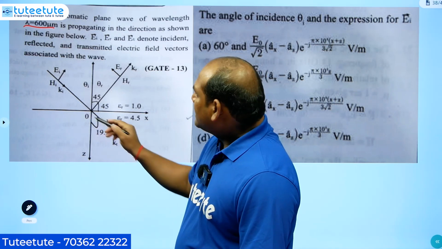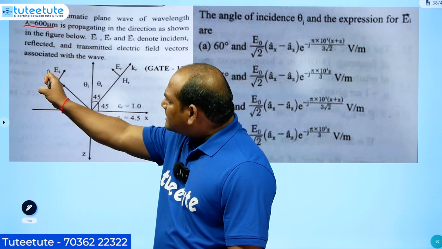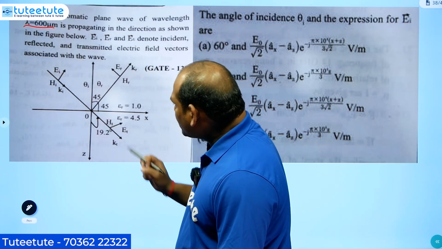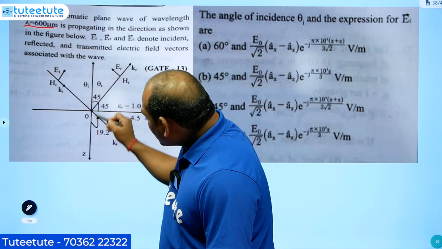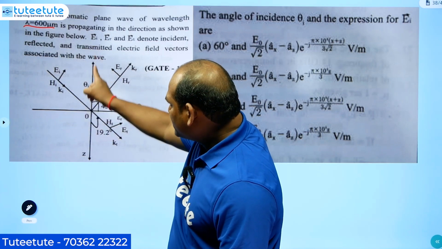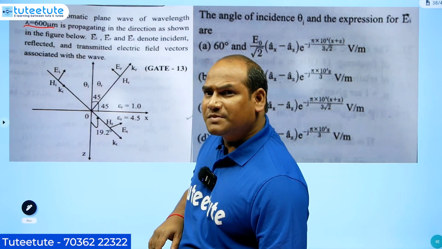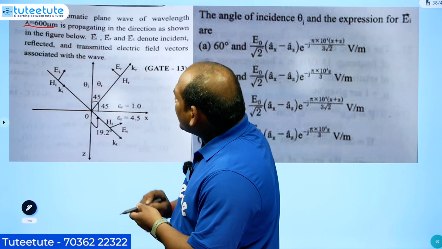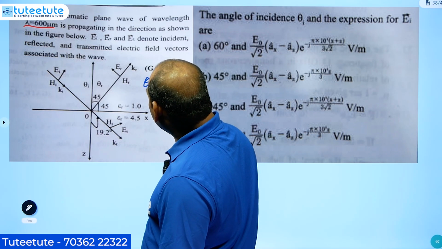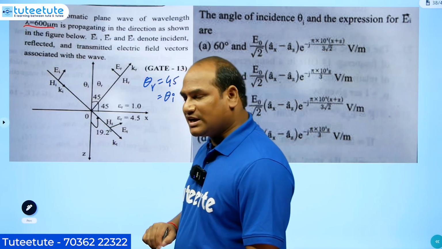So oblique incidence, this is the interface here, and this is the incident wave, this is the reflected wave, this is the transmitted wave, and this is the normal to the interface. In the problem they have given this is the interface, so this will be the normal to the interface. So we have to make theta I, theta R and theta T with respect to the normal to the interface. They have given theta R is equal to 45. That means according to Snell's law of reflection, theta I is also 45.